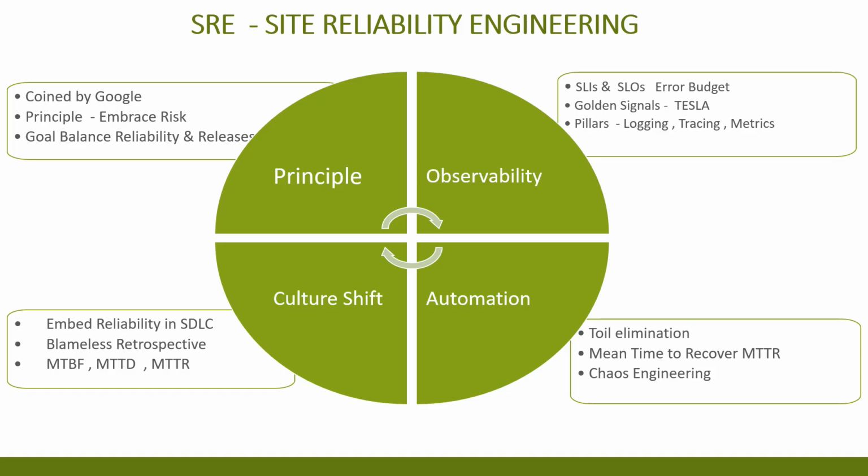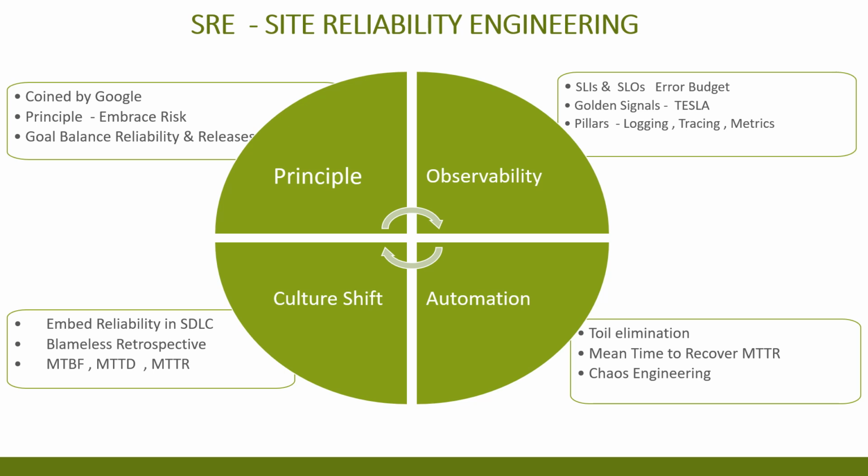The next important aspect of site reliability engineering is automation, right? Automation is one of the important principles of SRE, and in the context of SRE, automation means identifying all those opportunities which are presently done manually, or toils, and automating them as much as possible for effective and efficient IT operations or SRE practice.